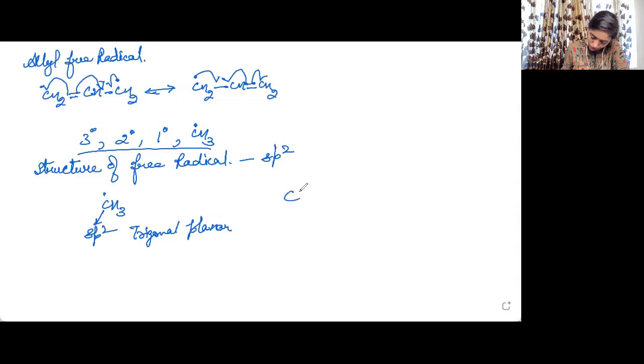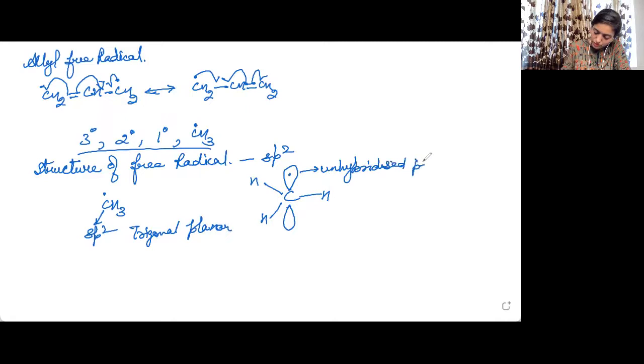So here is the carbon, here is the trigonal planar structure where it is forming 3 sigma bonds with 3 hydrogen atoms in case of methyl free radical. If it is some other, it can be here CH3 or like that. And the 1 p orbital which is unhybridized, it is carrying the odd electron. So this is the unhybridized p orbital.